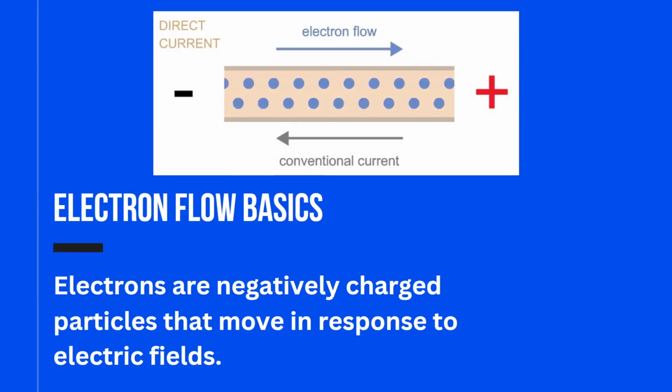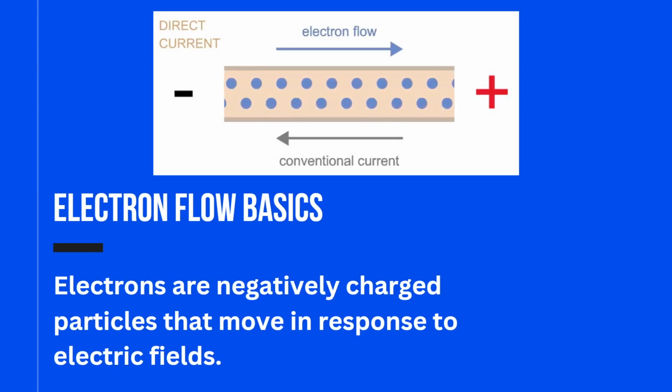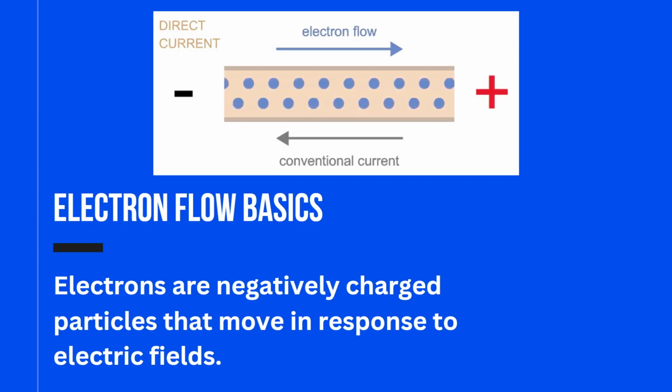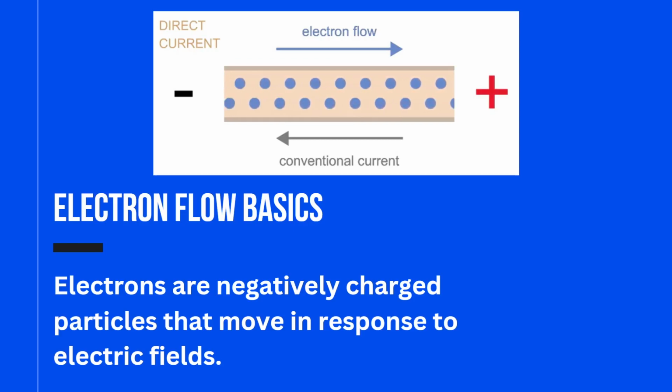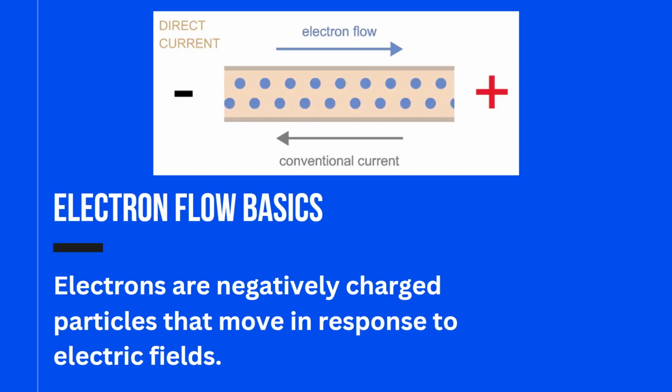So let's start by understanding how electrons move within materials. Electrons are negatively charged particles that move in response to electric fields. In conductors like metal, electrons move freely. In insulators, they are mostly bound to the atoms. In semiconductors, electrons exhibit behavior somewhere in between.